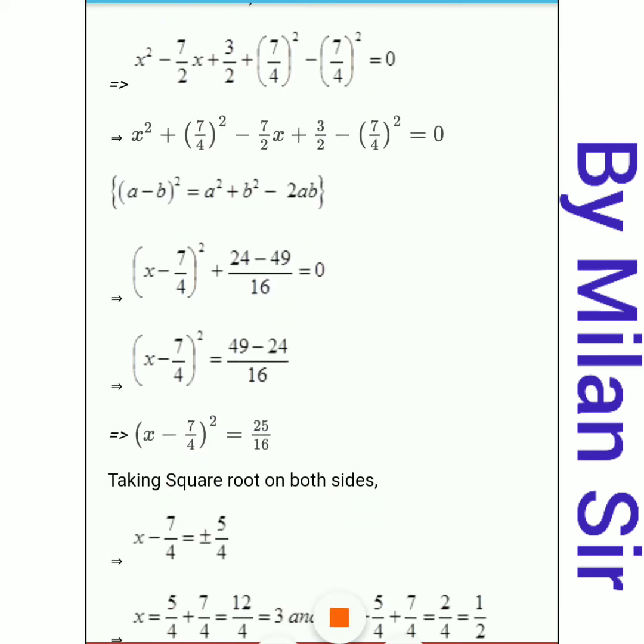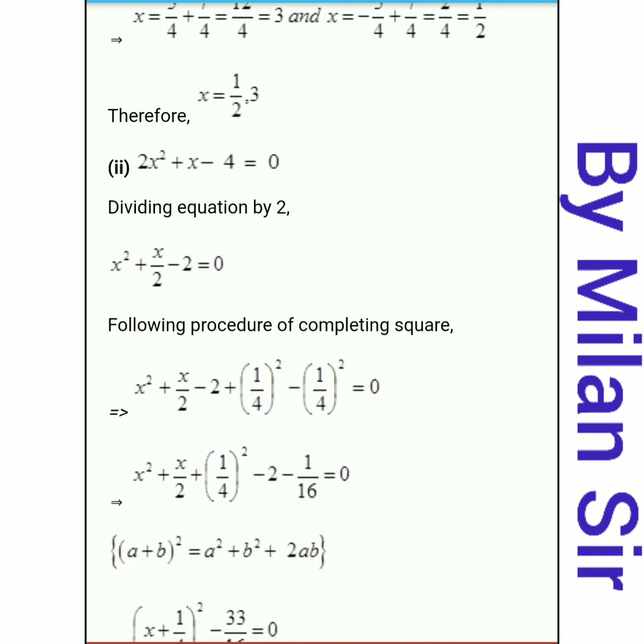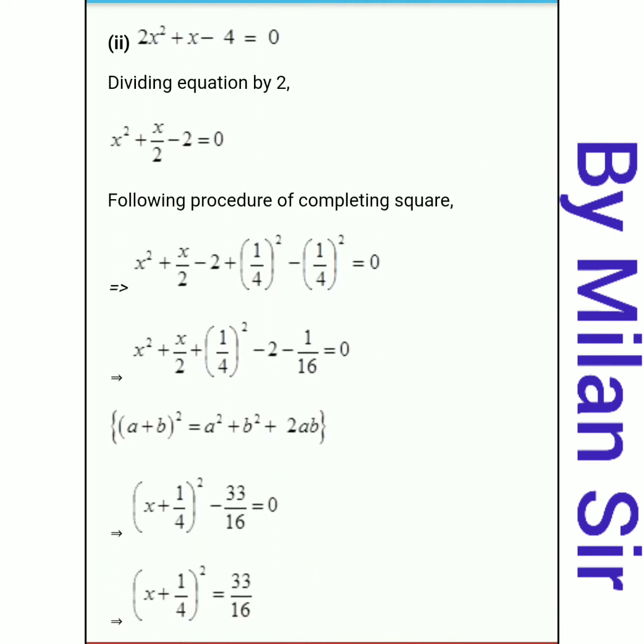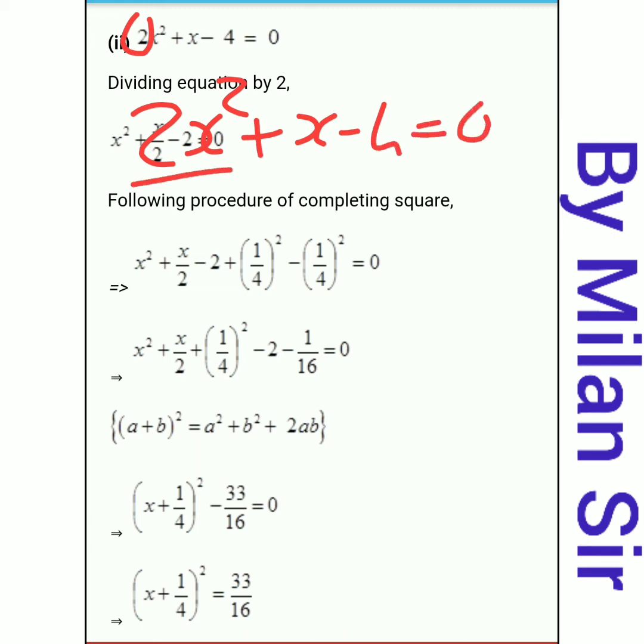Okay, then question number 2. 2x squared plus x minus 4 is equal to 0. In this equation I will explain both these methods, but quickly. First of all we need to remove this 2. Here we have 2x squared plus x minus 4 is equal to 0. Right? We need to remove this 2, so we need to divide it by 2.